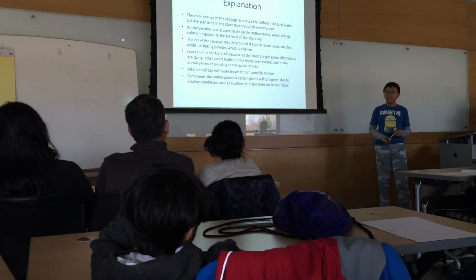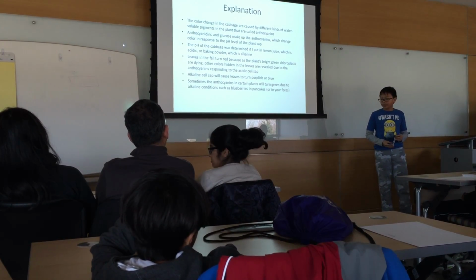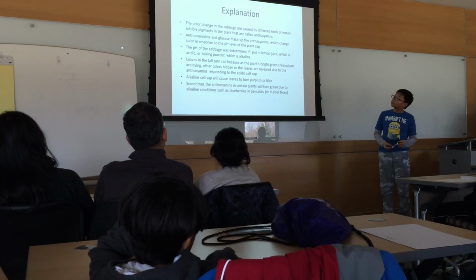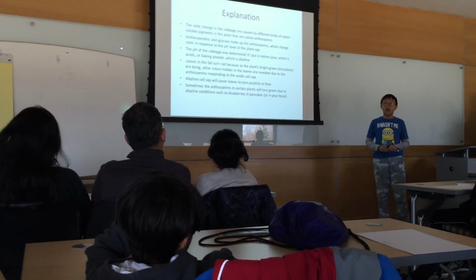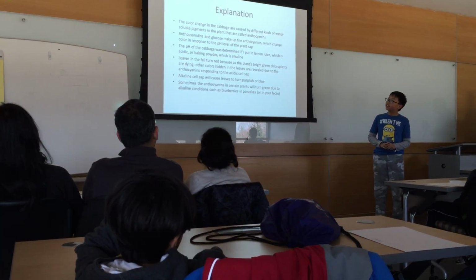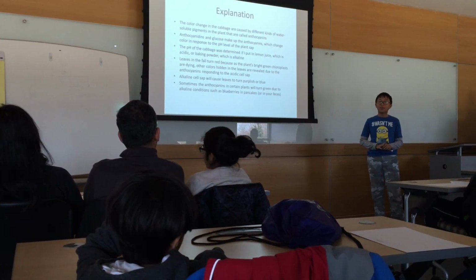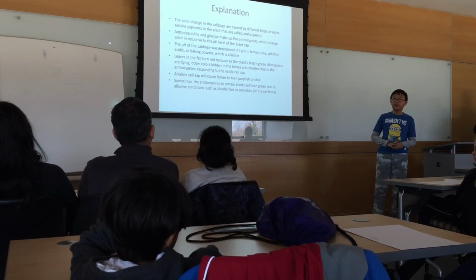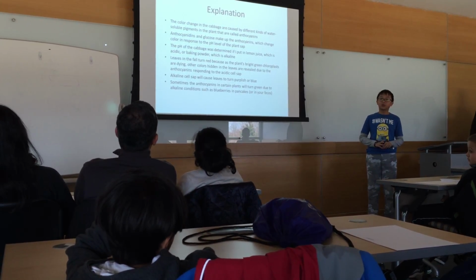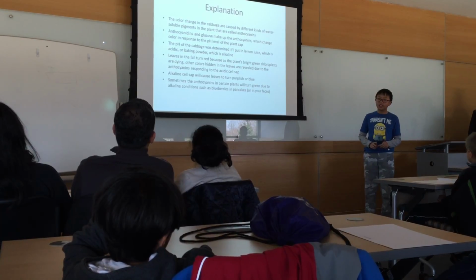The reason these turned color is that color changes in cabbage are caused by different kinds of pigments called anthocyanins. Anthocyanins are made up of anthocyanidins and glucose, and they react to form different colors when they're exposed to different pH levels.